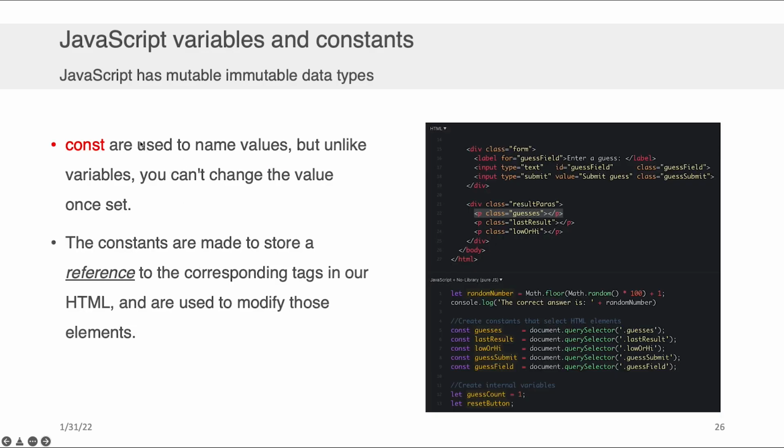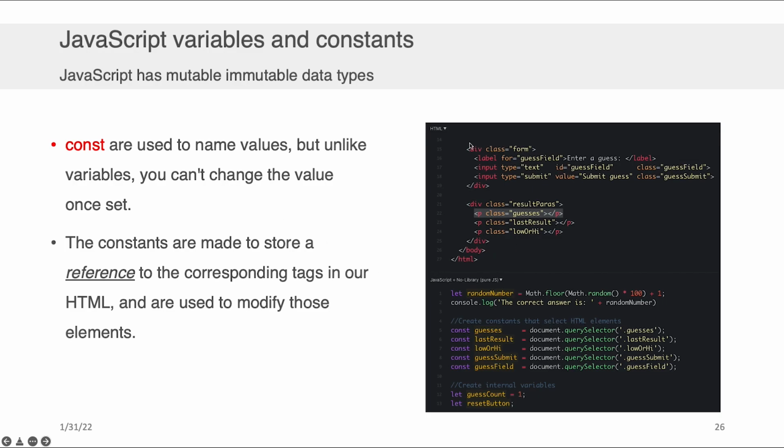Okay, well, within JavaScript, there are not only variables, but there are also constants, and these are declared using const. Unlike variables, you can't change their value once you've set them. Constants are made to store a reference to corresponding tags in HTML in our case.